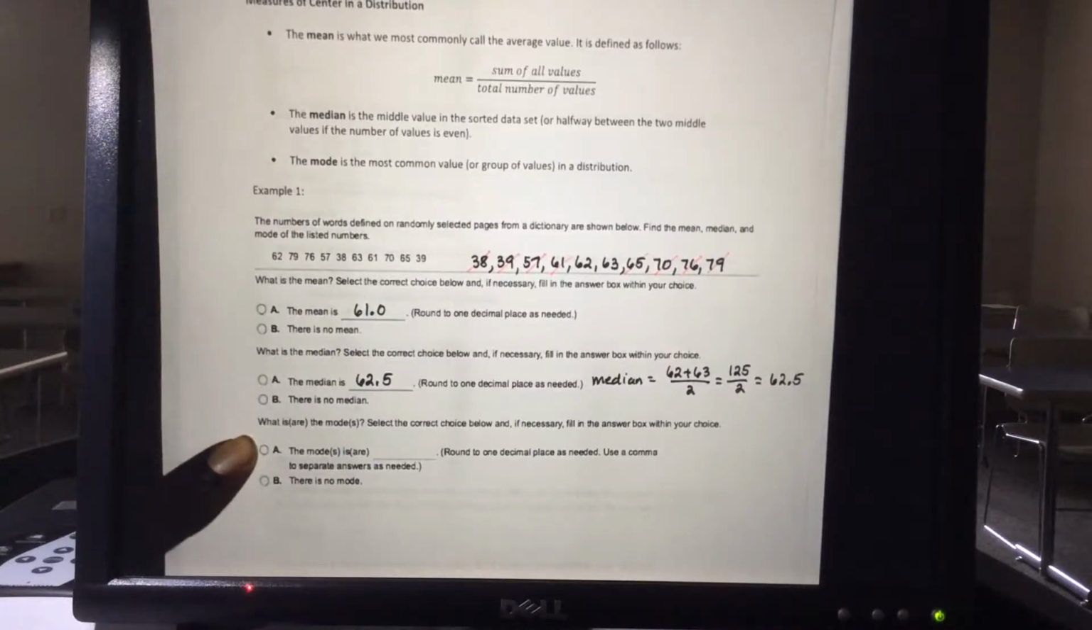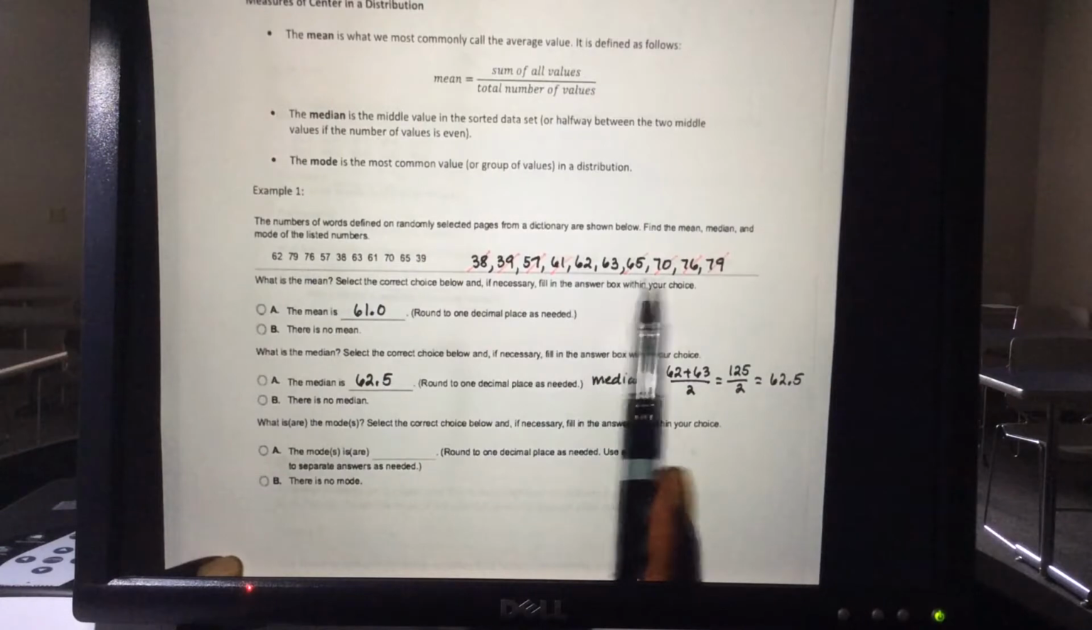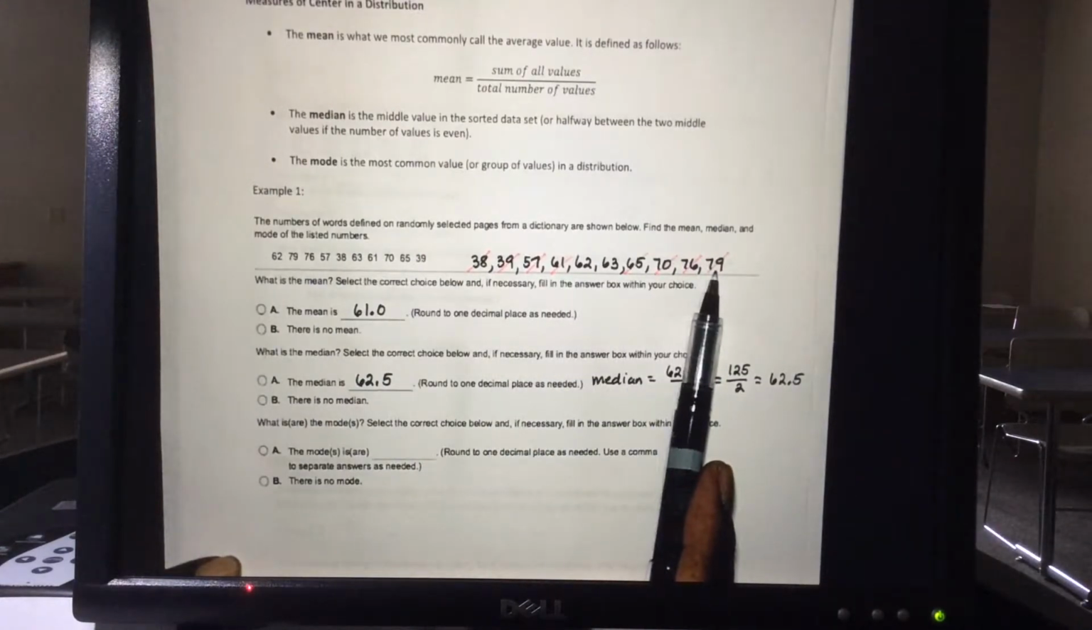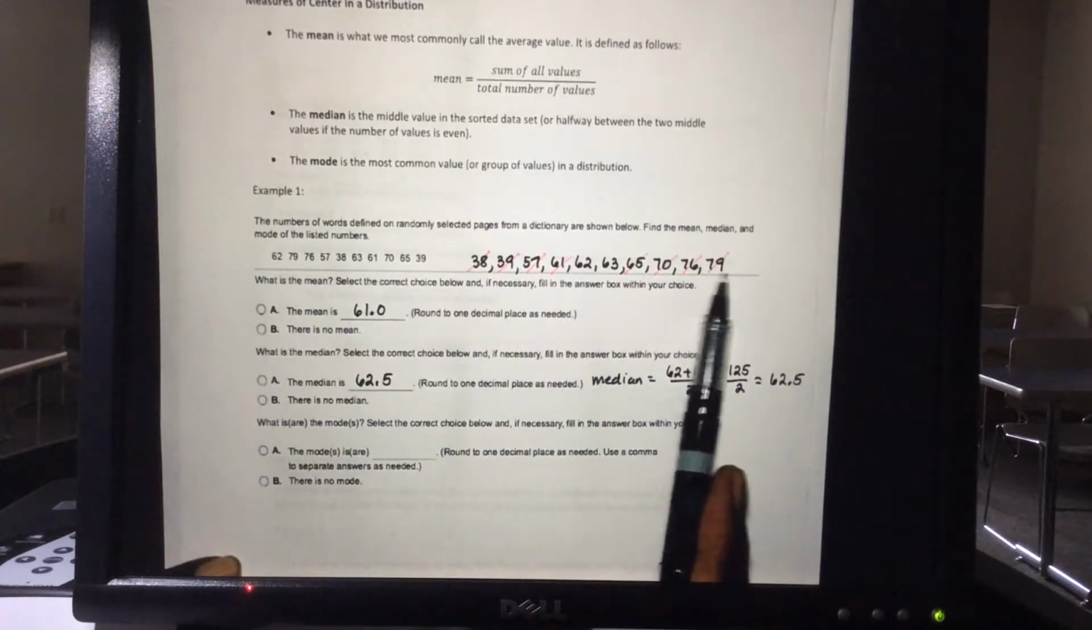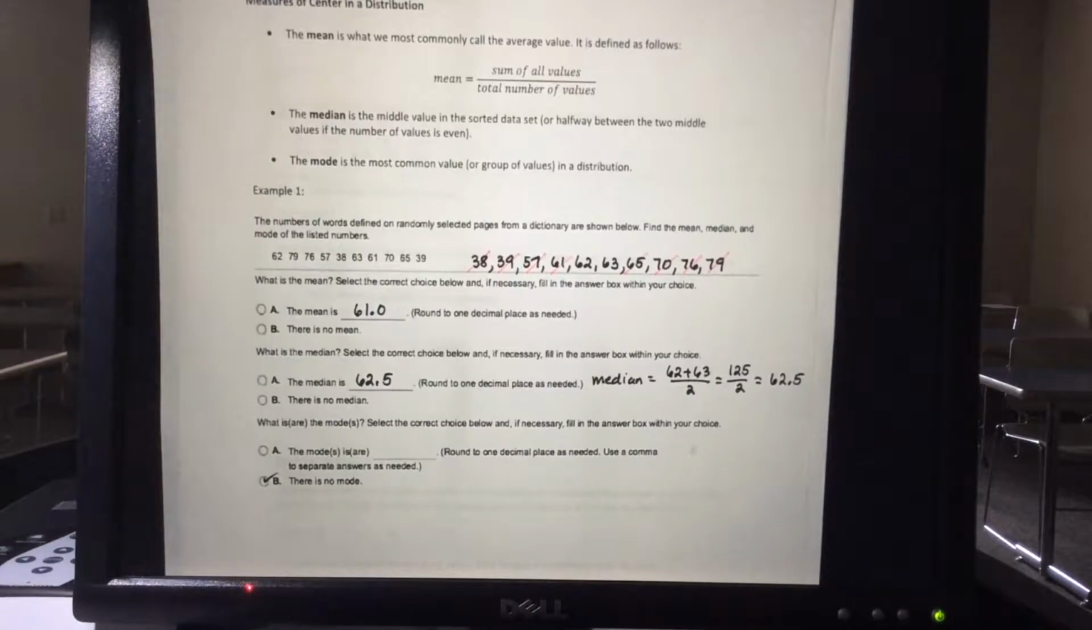And then finally, what is the mode, or what are the modes? Now, in this case, there may be more than one mode. There may be just that one mode, or there could be no mode. In this case, each number occurs only once. Okay, there is no number that occurs the most frequent. So, there is no mode.